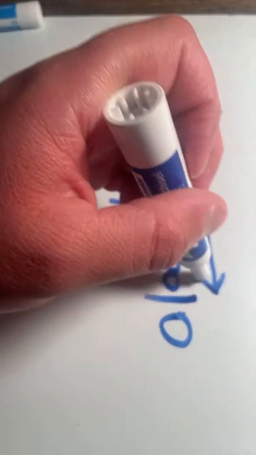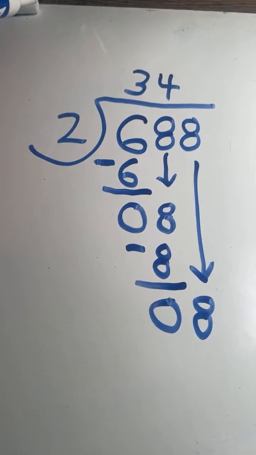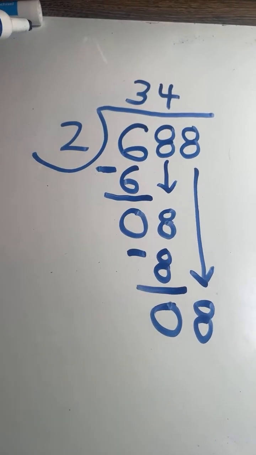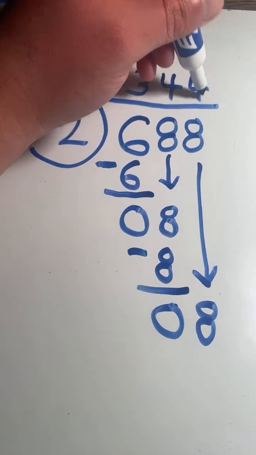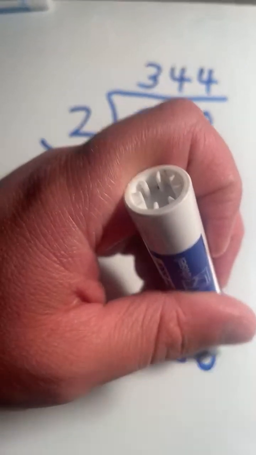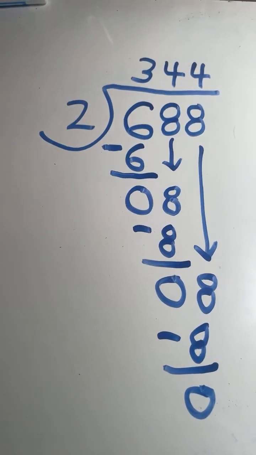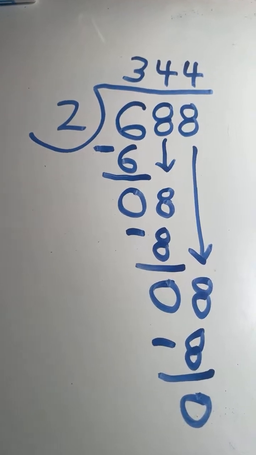Bringing down the final 8. 8 divided by 2 again equals 4. 8 minus 8 equals 0. There is no remainder. And we have our final answer. 688 divided by 2 equals 344.